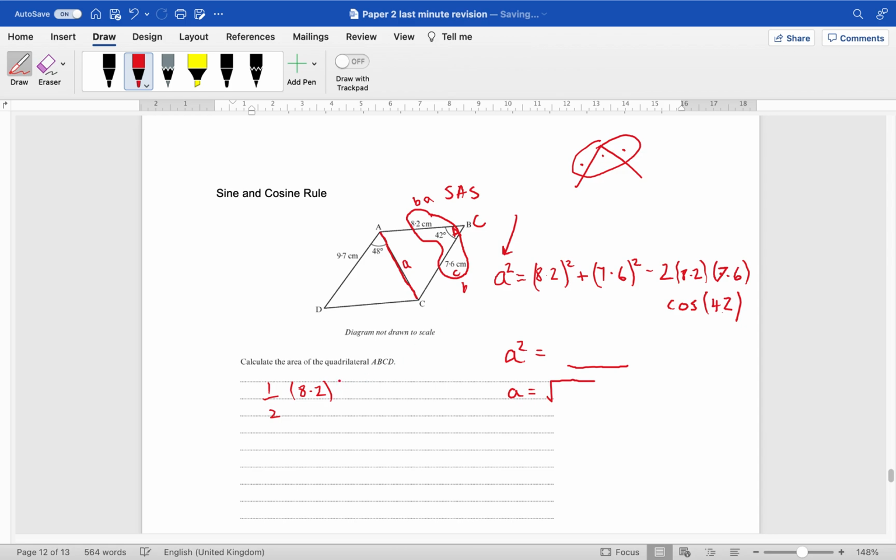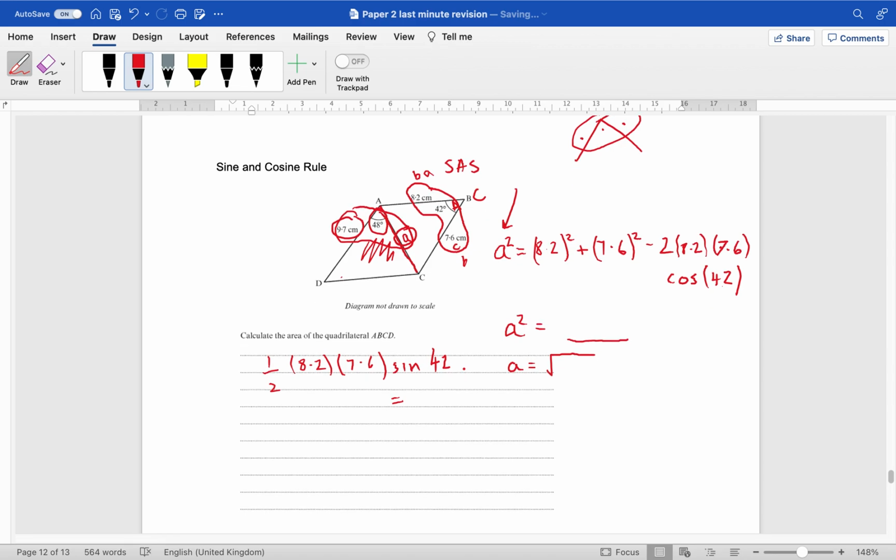So half ab sine C, and you can work out the area of that triangle. And then in this triangle, triangle ADC, this one here that I'm shading in, we can do the same thing: half ab, which we will now know because we've worked it out there, sine C, because you'll now know enough info to use that triplet there. And then you can add your areas together. So that's that one.